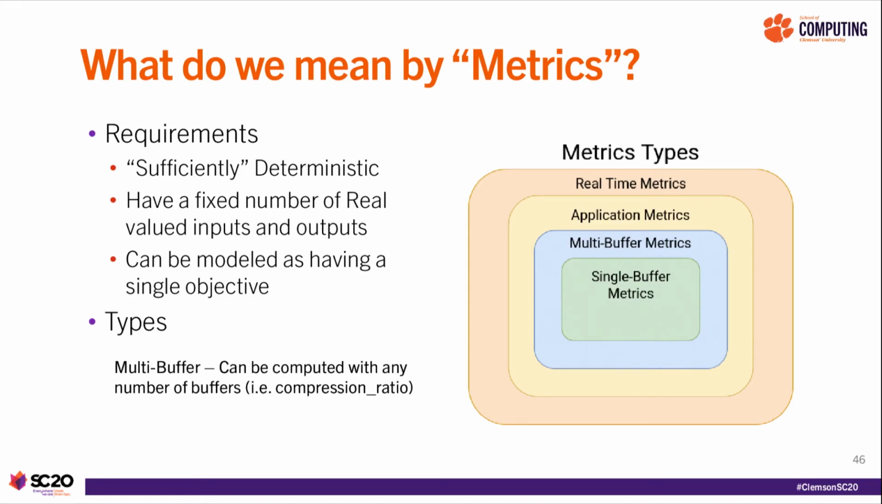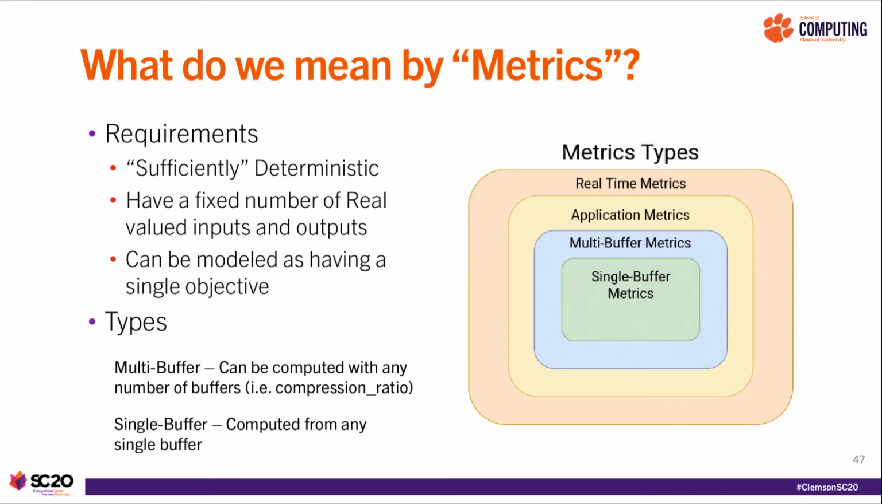The next class of metrics that we will consider are multi-buffered metrics. These are metrics that could be computed with any number of buffers. A good example of this would be compression ratio, because you could simply sum up the sizes of all of the uncompressed buffers and divide them by the size of all of the compressed buffers to compute a compression ratio from any set of buffers.